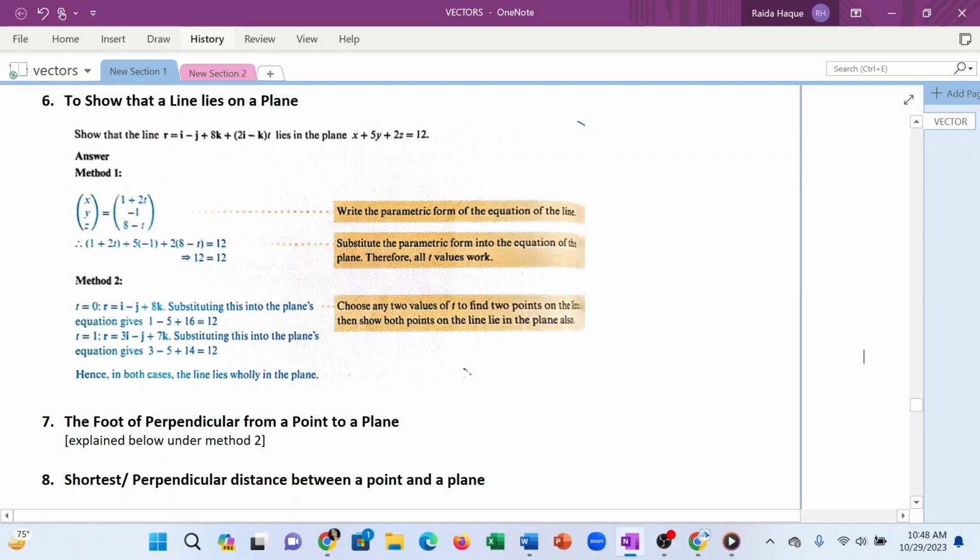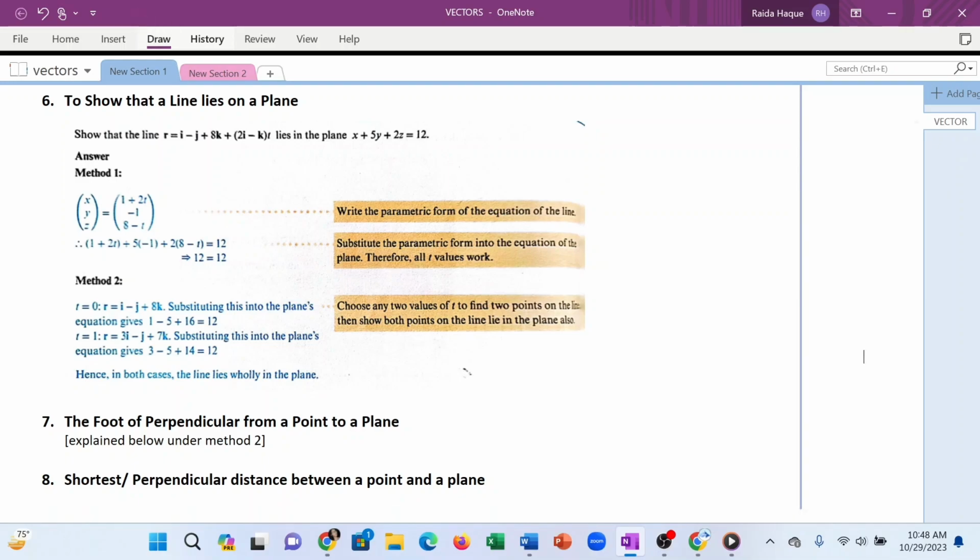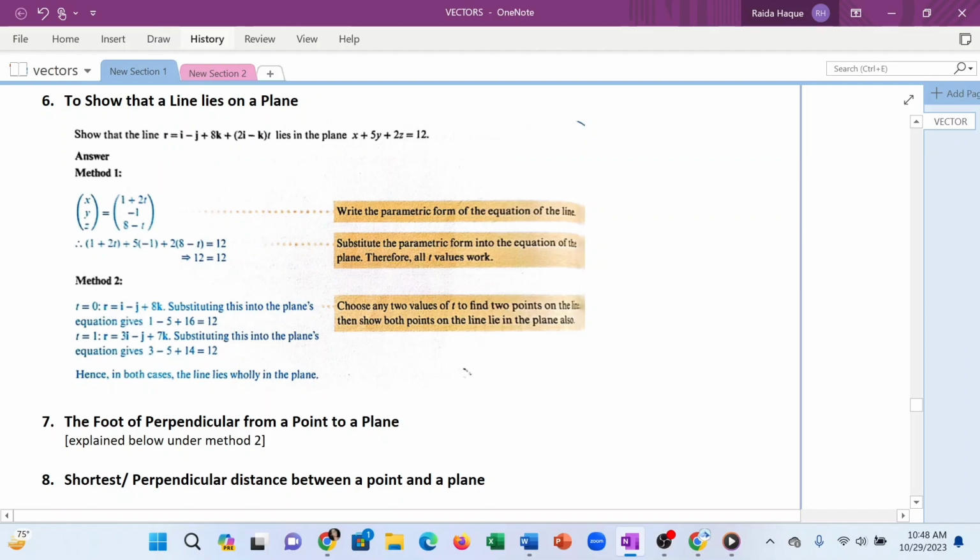What you will see is that if the line lies on the plane, the t variables will cancel out. When you're simplifying it, it cancels out and you are left with the same value as the constant. As you can see over here, you have this constant 12, right? Once you simplify this part, you will be left with 12. Now, if it was not 12, it would obviously not lie on the plane, right?